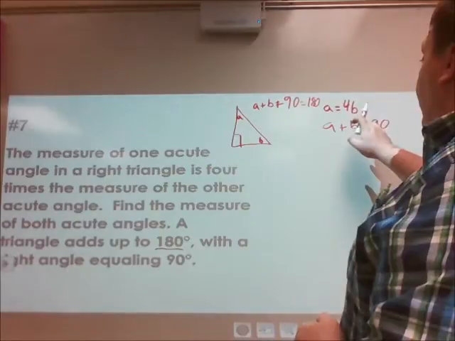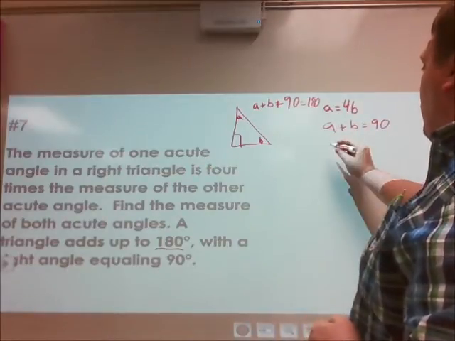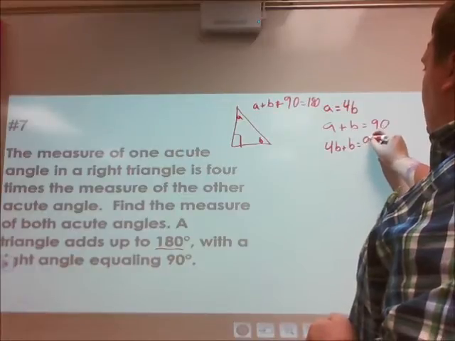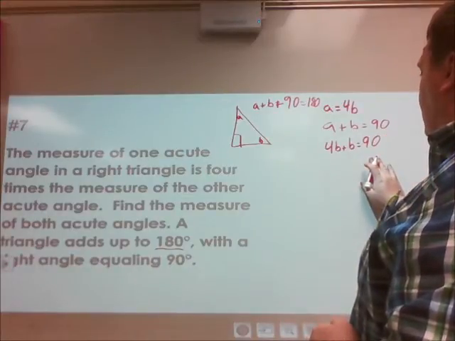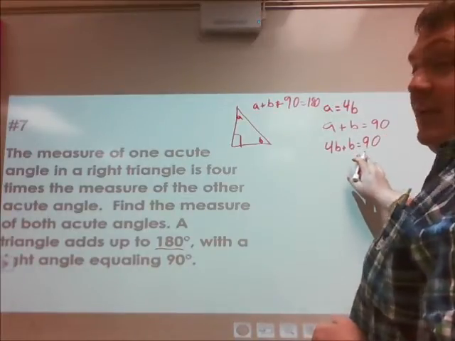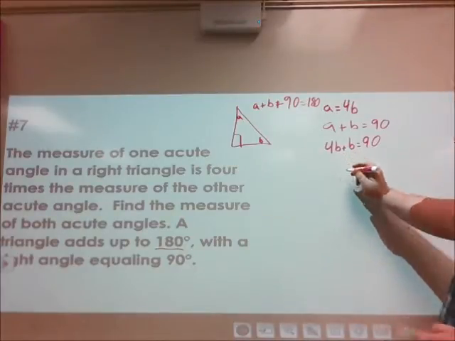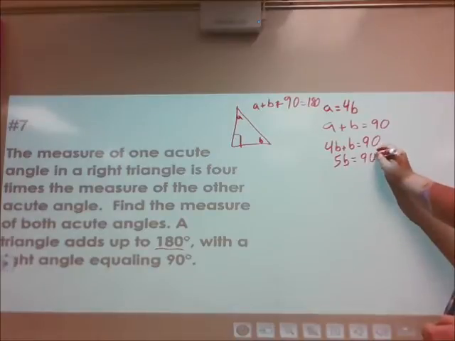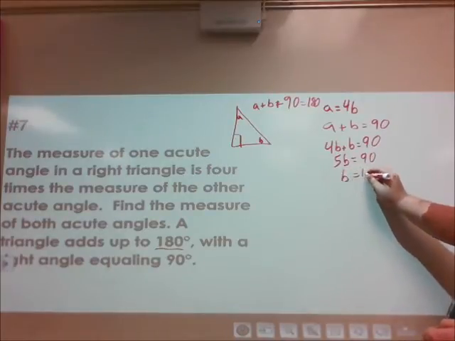Now A is 4B. So what does this A equal? 4B plus 1B equals 90. Now, we can add this together. So 4B plus B is equal to 5B, which is equal to 90, and B will equal 18.